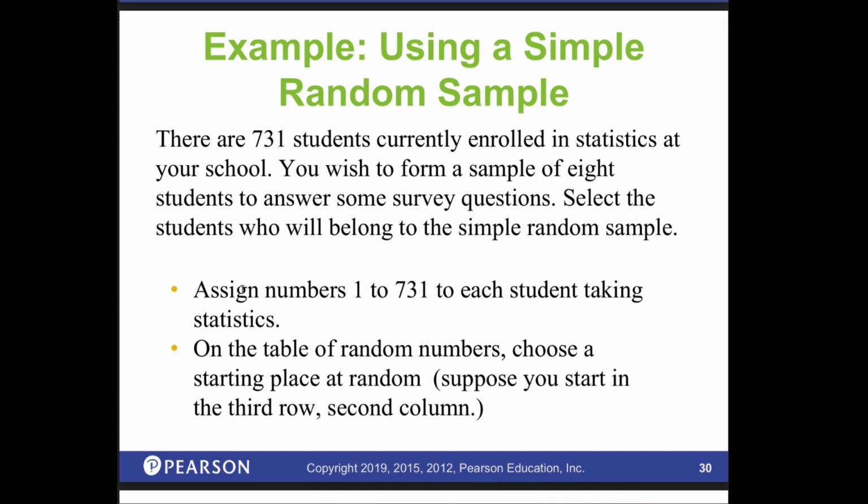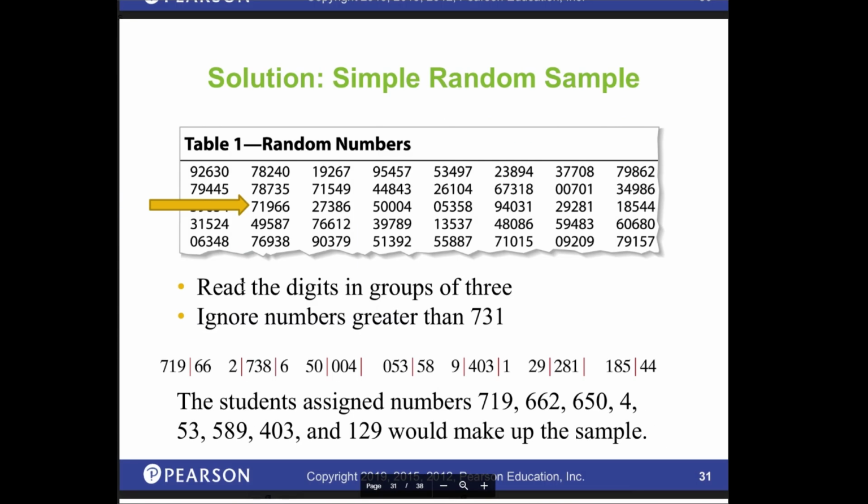Suppose you start on like the third row, second column. And then, as you can see here, the table of random numbers, where it has all the numbers here. And then, as you can see, we go into the third row, second column, 71,966. And then we have to ignore the numbers greater than 731. So over here, for example, we got 71,966. Since that number is greater than 731, we take the first three numbers at the beginning and end it with 66. And then, as you can see, they did that with the other numbers.